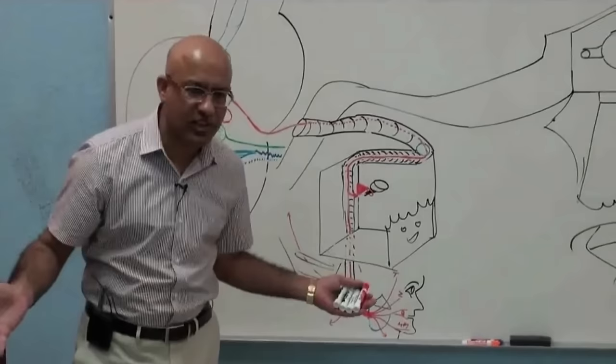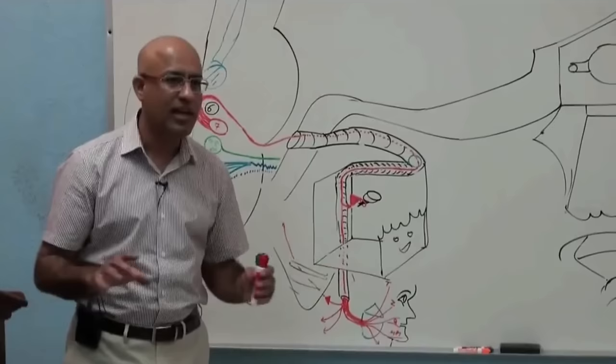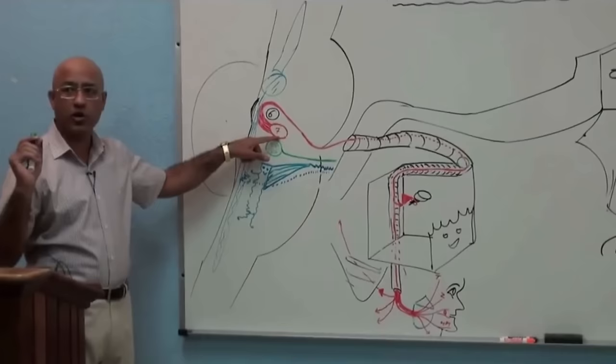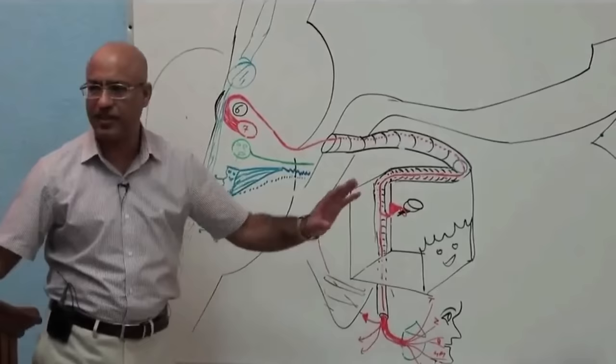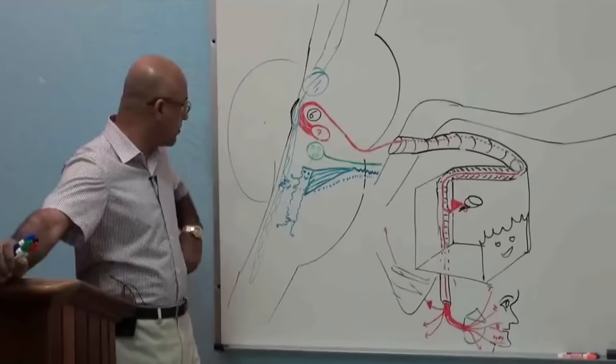Am I clear? Any question up to this? So now you know what this is: the facial nerve proper, the branchiomotor fibers, from where they originate and how they eventually pass through the skull and where they terminate. Any question up to this? Any question? No. Now we come to parasympathetic fibers.